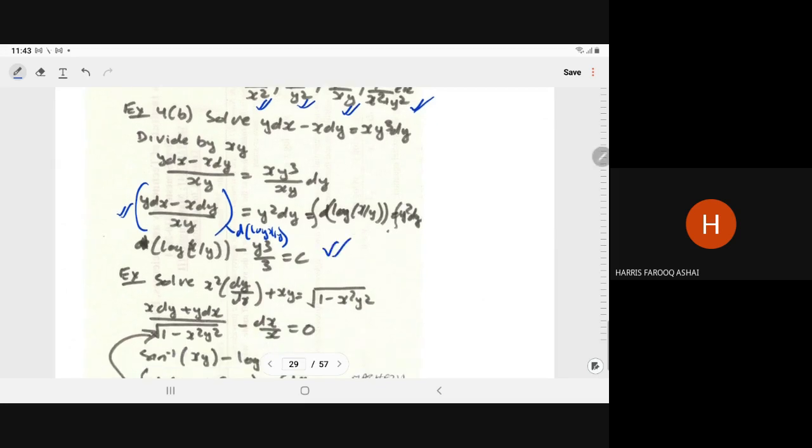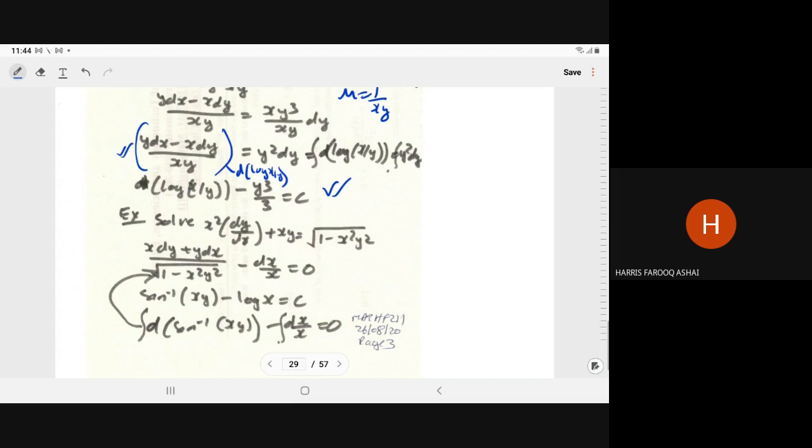So just by inspection, what you are doing here is multiplying with the integrating factor mu, which here is 1 upon xy. If you multiply the equation by 1 upon xy, it will become exact. So there is no need to check the exactness, like del m by del y is equal to del n by del x. If you are able to write it in integrable form, you can directly write the solution.